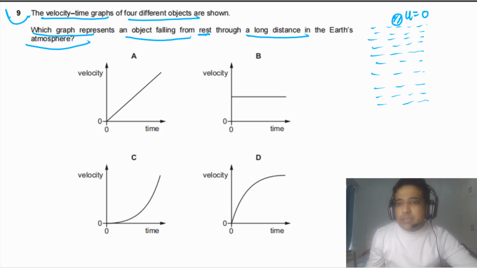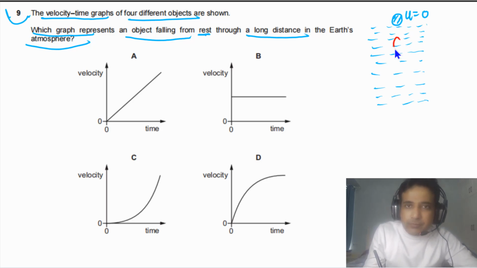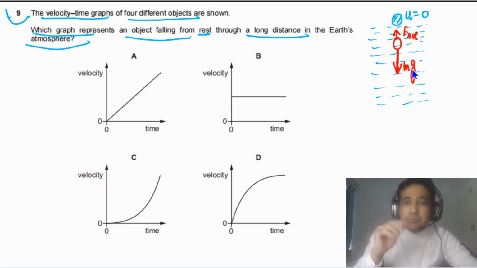So in this case, as the ball starts falling, there will be a force acting on the ball in the upward direction. This one is air resistance. And the force acting downwards is gravity, and gravity will remain constant in this case because gravity does not depend on speed.